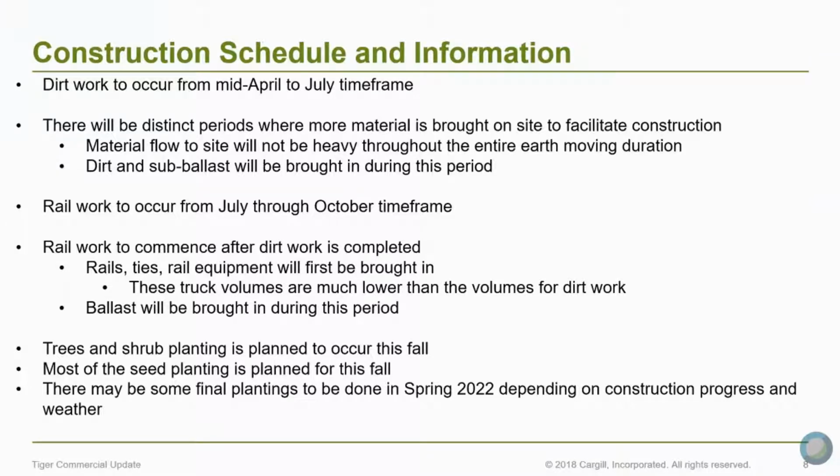The tree and shrub planting is planned to occur this fall, as well as most of the seed planting. Depending on when some of the final grading is done, if it happens too late in the fall for us to get anything on there, we'll come back in spring of 2022, so about a year from right now, to do final plantings, just so that we can make sure that we get stuff planted in the proper weather conditions.